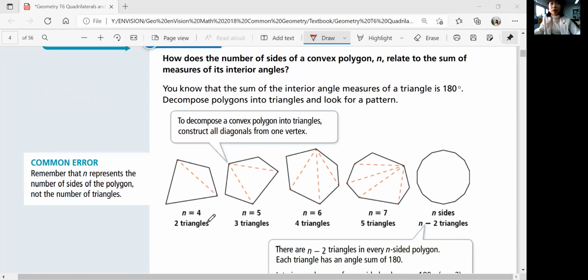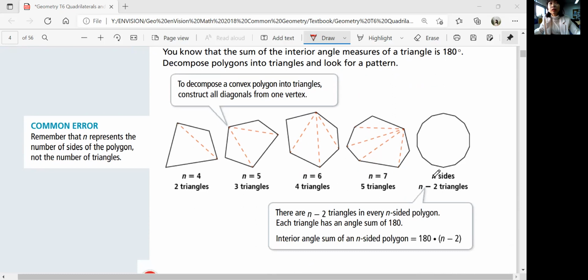Okay. A quadrilateral, you can divide it into 2 triangles. When n is 5, a pentagon could be divided into 3 triangles. A hexagon could be divided into 4 triangles. And then a heptagon could be divided into 5 triangles. And for any n sides of the polygon, what's your pattern? It will be n minus 2 triangles. There are n minus 2 triangles in every n-sided polygon. Each triangle has an angle sum of 180 degrees. So the interior angle sum of an n-sided polygon would be 180 degrees times n minus 2.